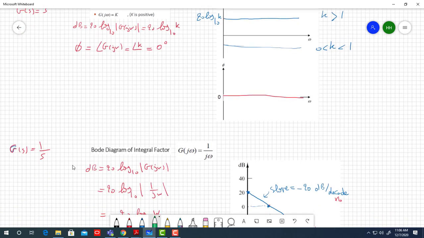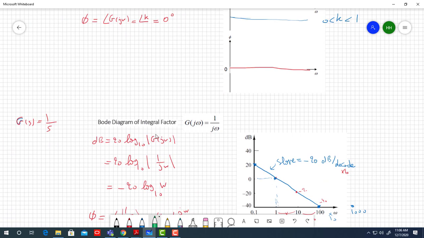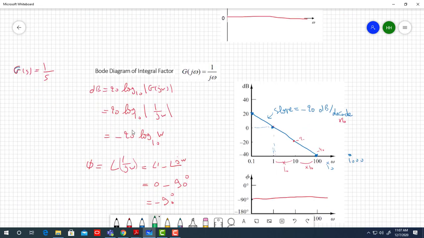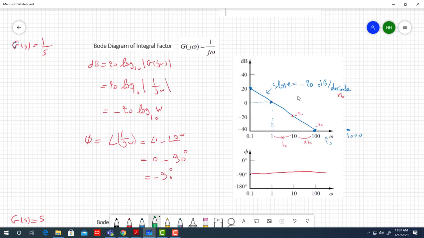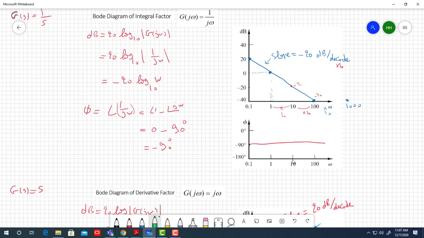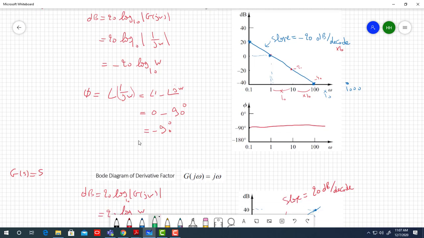Then we did the pure integral factor 1 over s, so we replaced s by j omega and got its magnitude, and we found its slope is minus 20 decibel per decade. Also we found the phase, which is independent of the frequency omega and is equal to minus 90.